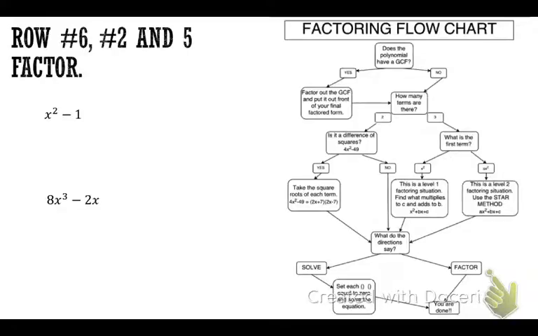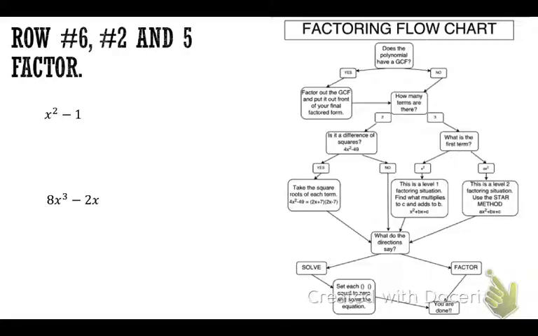Algebra 2, connect factor worksheet help. Let's look at row number 6 and problems in columns 2 and 5. So again, our directions are still factoring. We're going to think through that factoring flow chart, the process.